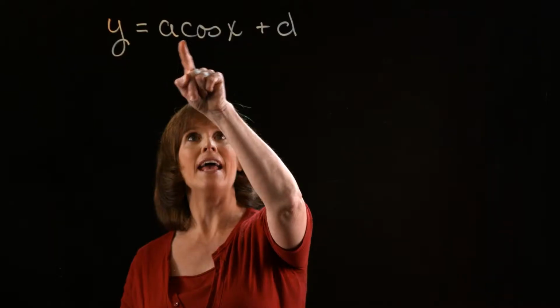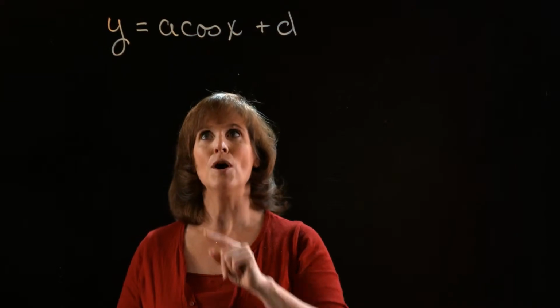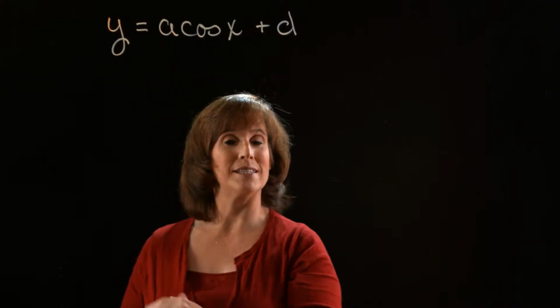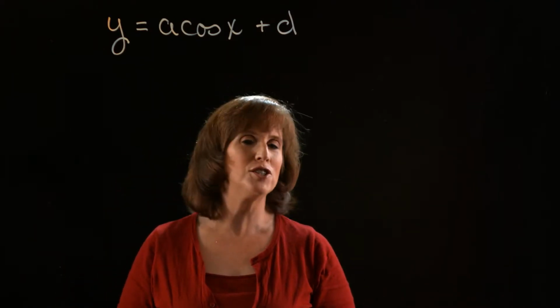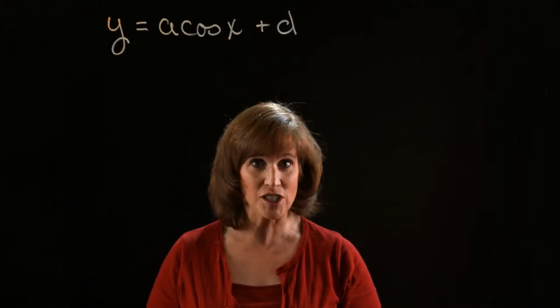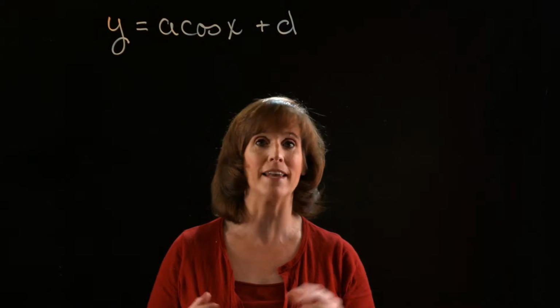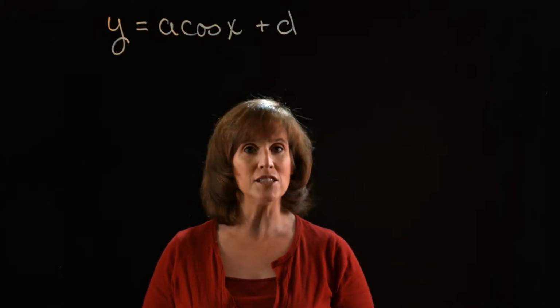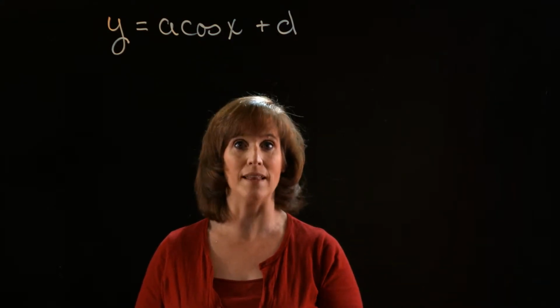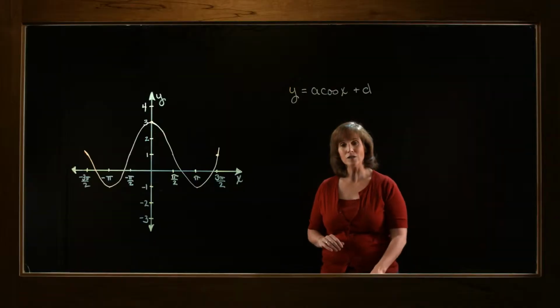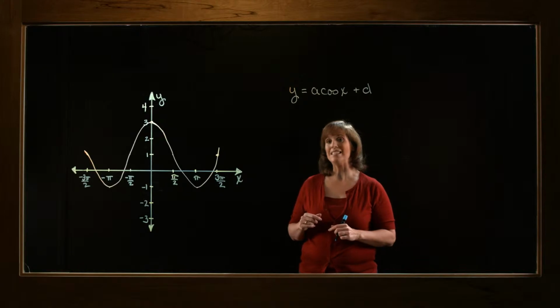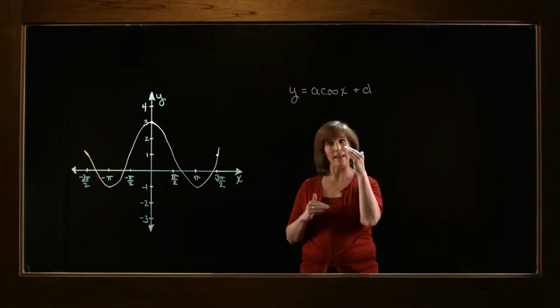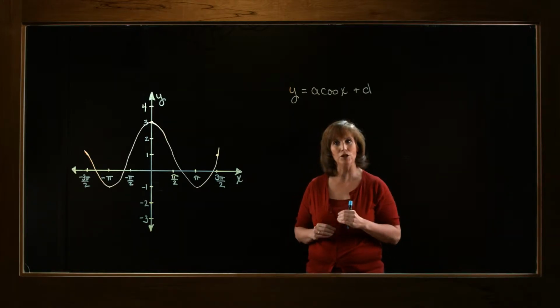If I look at a cosine x plus d, I notice that A is going to represent the amplitude, D is going to be the vertical shift. So I don't have to worry about a phase shift, and I also don't have to worry about a change in period. So let's go ahead and look at the amplitude and then the vertical shift. So first of all, what's the amplitude? Well, the amplitude is going to be the difference between the maximum point and the minimum point divided by 2.